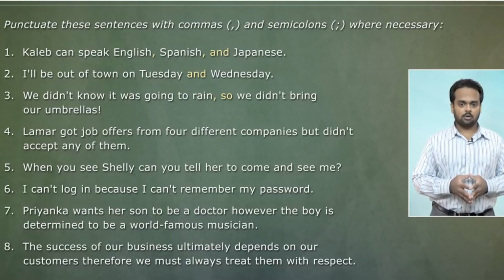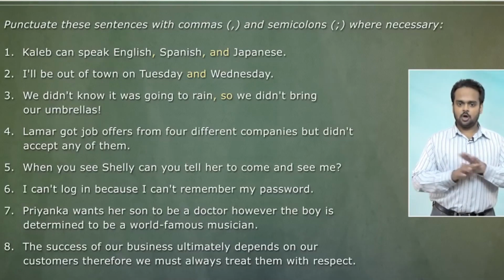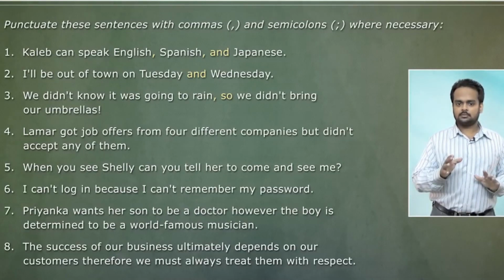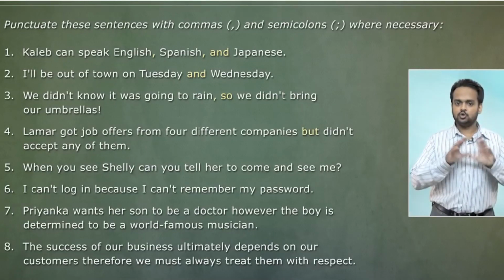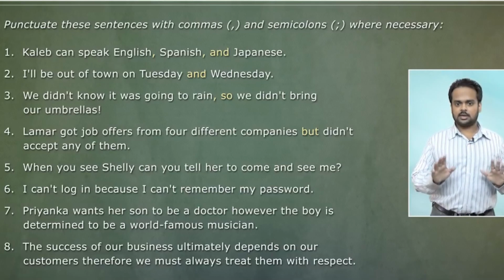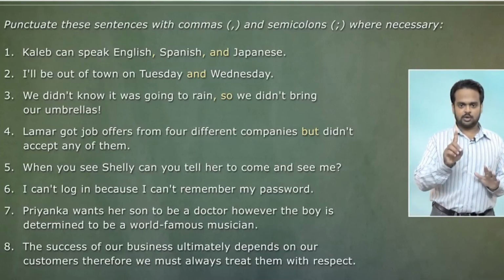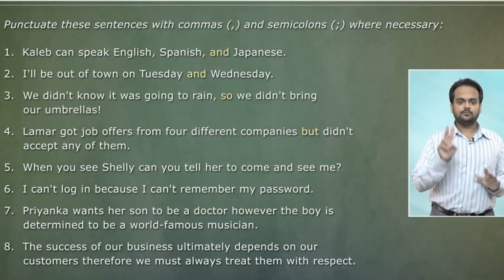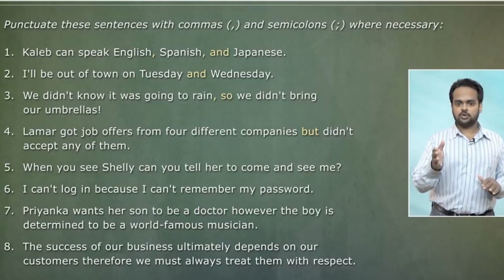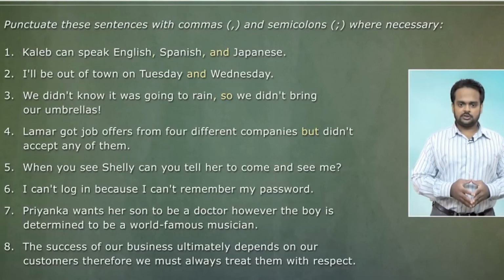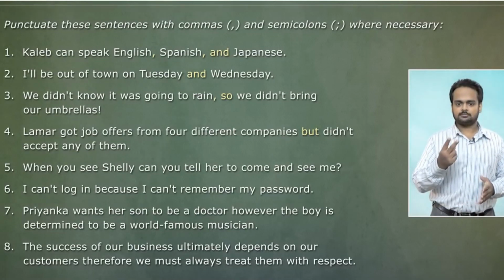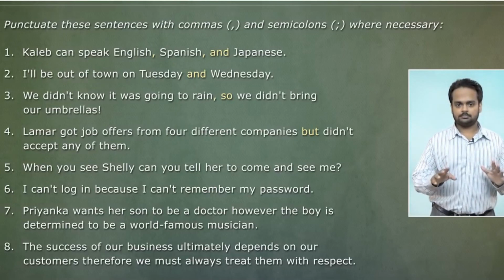What about number 4? In this sentence, you need no commas. Notice that the conjunction is but. You might think that it's connecting 2 clauses here, but that's not the case. There's only one subject, Lamar, with 2 verb phrases. Got job offers from 4 different companies and didn't accept any of them. So the conjunction is just connecting 2 phrases. And that's why no comma.